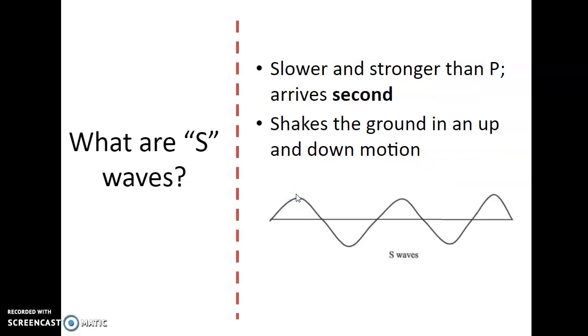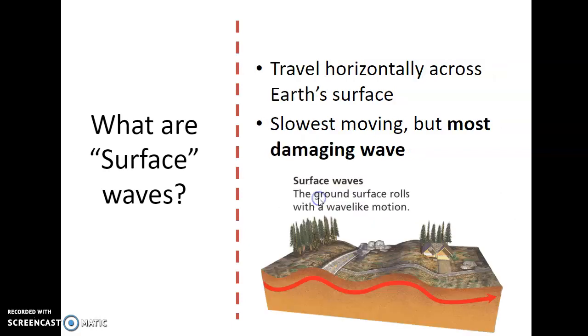So what are S waves? The S waves are slower and stronger than the primary wave, or the P wave. After that you'll experience the S waves, the second wave. What happens is this causes the ground to shake in an upward and downward motion. And then surface waves. Surface waves travel horizontally across the Earth's surface. They are the slowest moving, but they are the most damaging because they are closest to our surface.